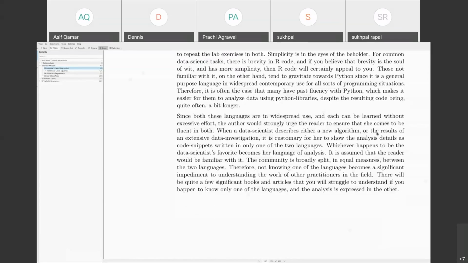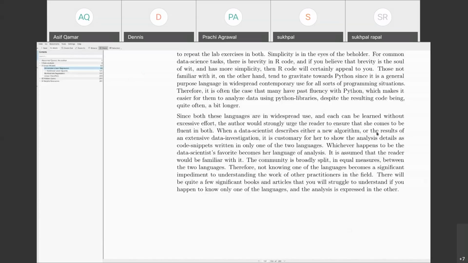When a data scientist describes either a new algorithm or the results of an extensive data investigation, it is customary for her to show the analysis details as code snippets written in only one of the two languages. Whichever happens to be the data scientist's favorite language becomes her language of analysis. It is assumed that the reader would be familiar with it. The community is broadly split in equal measures between the two languages.